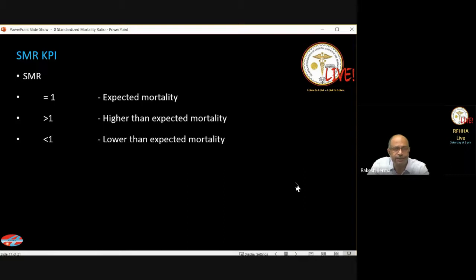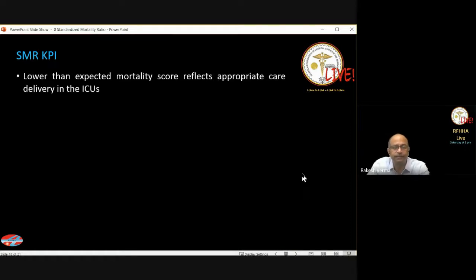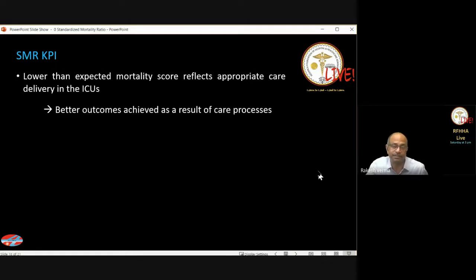And if it is less than 1, obviously when the numerator is lesser than the denominator, it is a better situation where our care in the intensive care units has made a difference in the outcome, and that is why the mortality is lower than expected. So lower than expected mortality reflects appropriate care delivery, and better outcomes are achieved as the result of care processes, or also as a result of the interaction of everything that we have discussed in the beginning of the presentation. So you have a team, you have processes, you have the infrastructure, and the interaction of these three factors put together, as the Donabedian triad puts it, leads to better outcomes.